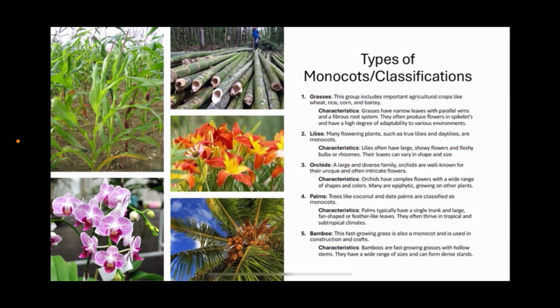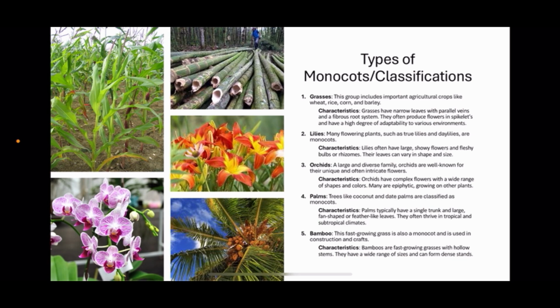Lilies are also a type of monocots. Many flowering plants, such as true lilies and daylilies, are monocots. Characteristics of lilies are that they often have large, showy flowers and fleshy bulbs or rhizomes. Their leaves can vary in shape and size.